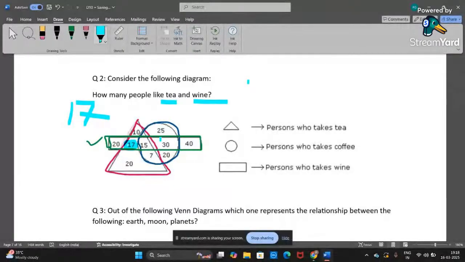If they ask how many people like tea, wine, and coffee, then your option should be 15. Right. 15 is in the triangle, and in the rectangle, and also in the circle. So if they ask for all the three, tea, wine, and coffee, then the answer will be 15. Now they are asking only tea and wine. Only tea and wine is 17. So the answer is 17.